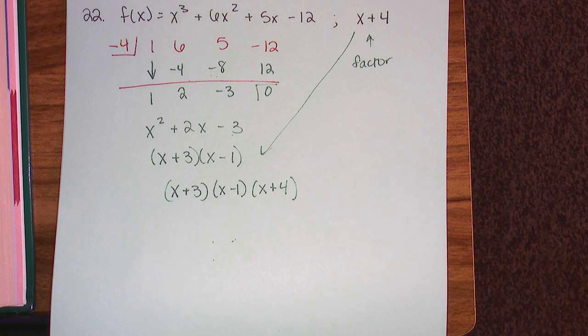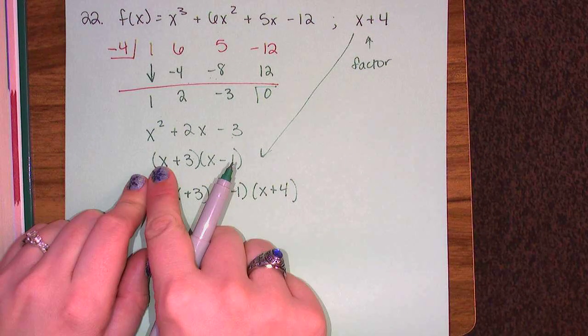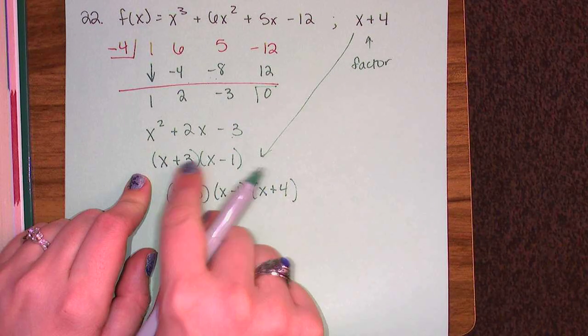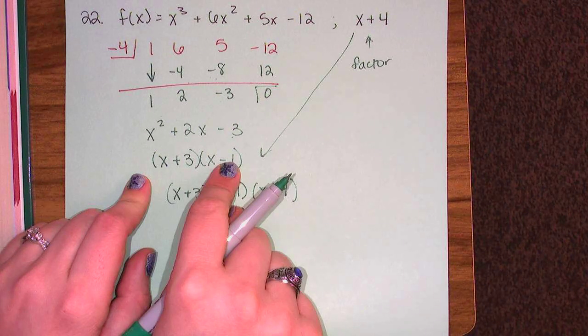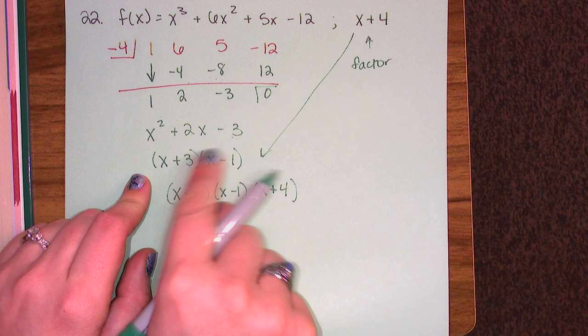No, because if you FOIL it back, it'd be x squared plus 3x minus x, so that gives you 2x, and then 3 times negative 1 is negative 3.